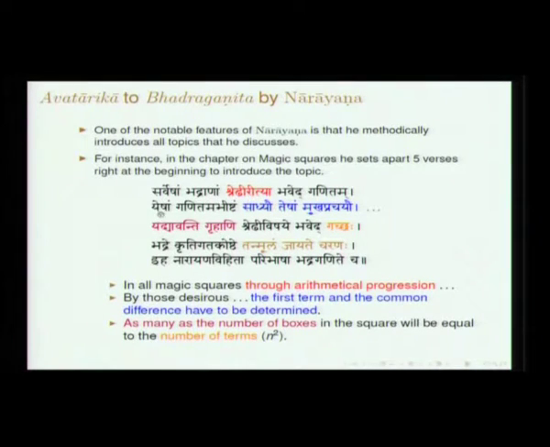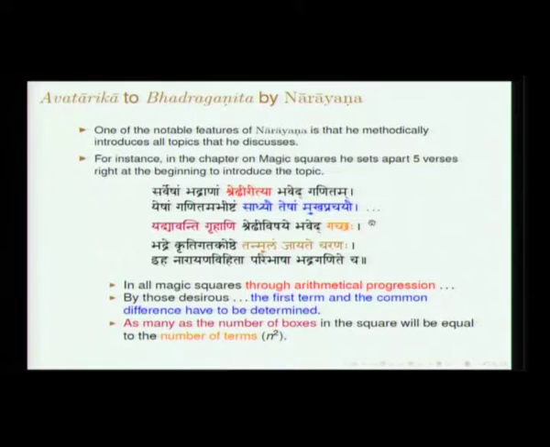Ganitam. So he says Shredhi Ritya Bhaved Ganitam, you make use of a certain arithmetic progression and then you do the magic square. Therefore he says Yesham Ganitam Abhishtam, those who are interested in doing these magic squares, Sadhyau Tesham Mukha Prachayau. If you have to construct a magic square, given a certain magic sum, you have to find an appropriate arithmetic progression, placing which into the square you will be able to get the magic square. Mukha is the first term, Prachaya is the common difference by which it increases.